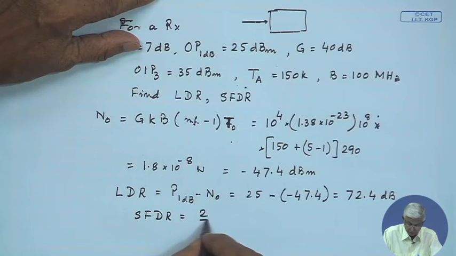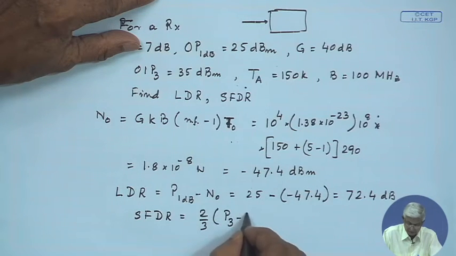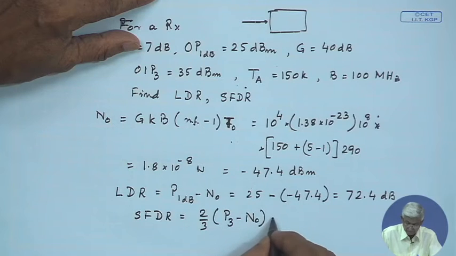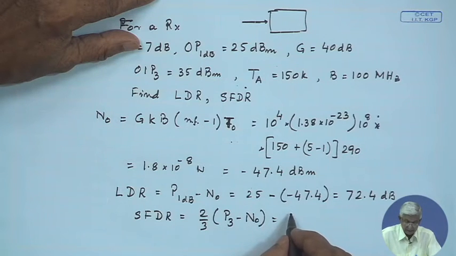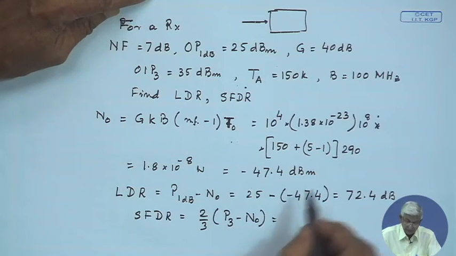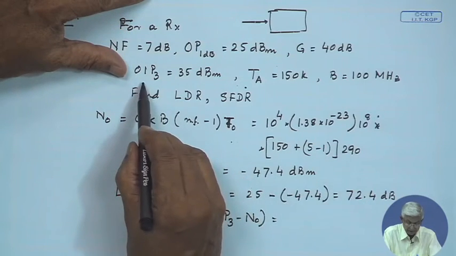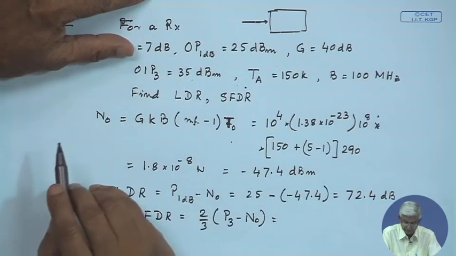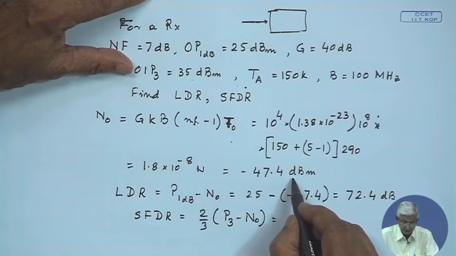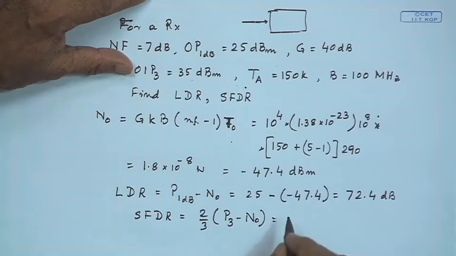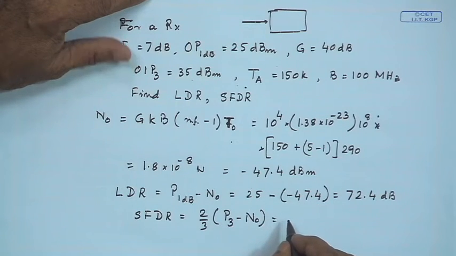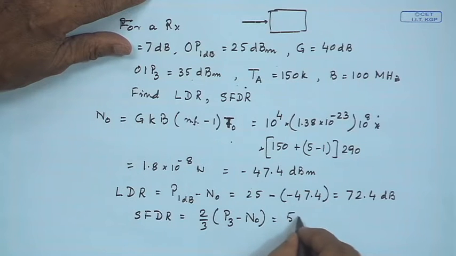And then the SFDR value is 2/3 of P3 minus N0, and you have the P3 supplied, that OIP3 is 35 dBm, N0 is already obtained, and 2/3 of that you get in dB, 54.9 dB.